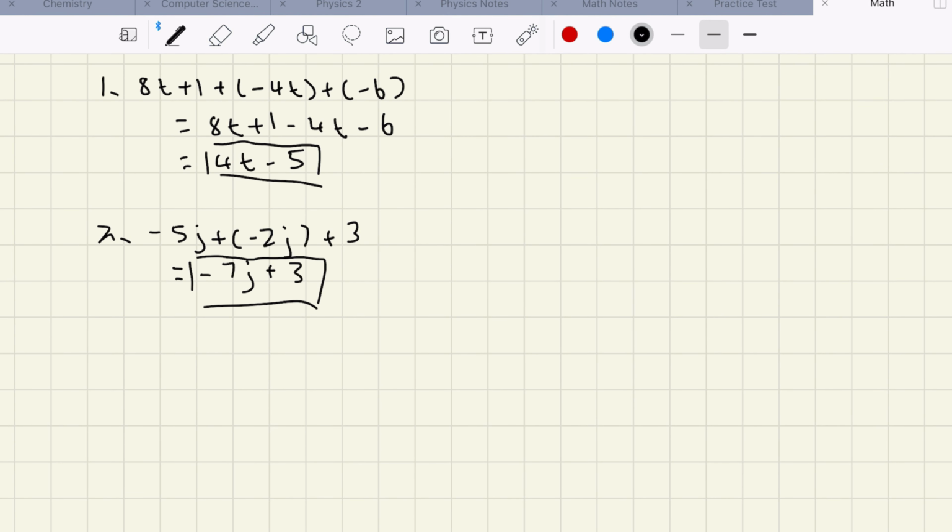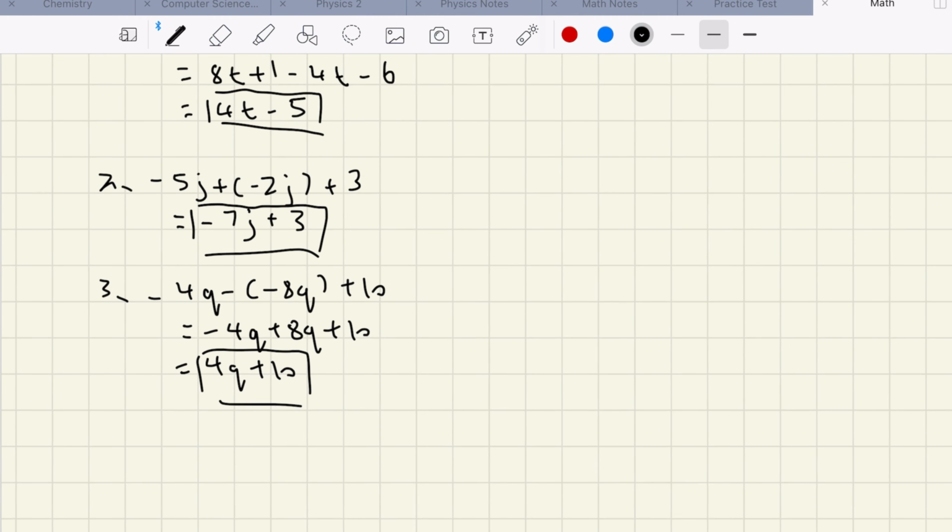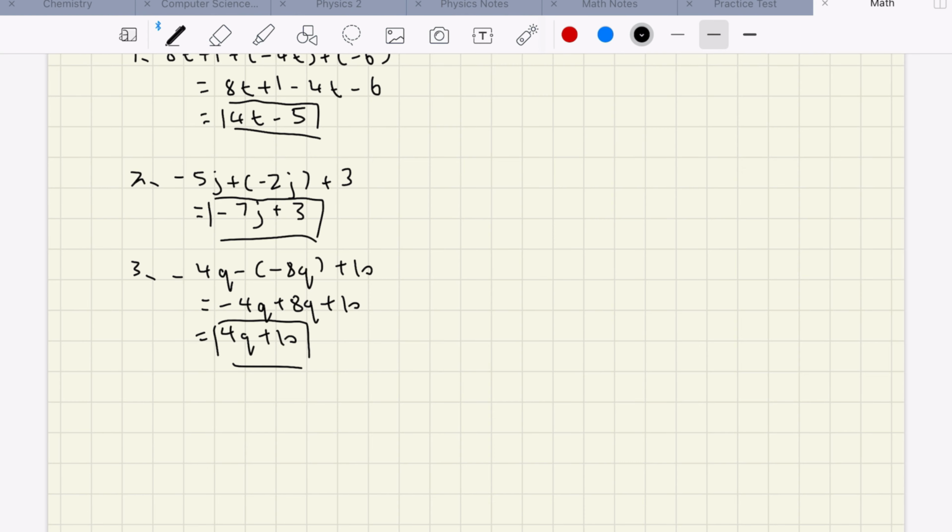Let's try one more problem like this. Negative 4q minus negative 8q plus 10. They have the same variable, which is q. Combine them: negative and negative, that's positive. So negative 4q plus 8q plus 10 would be 4q plus 10. So these problems are rather easy, and now let's build on them.